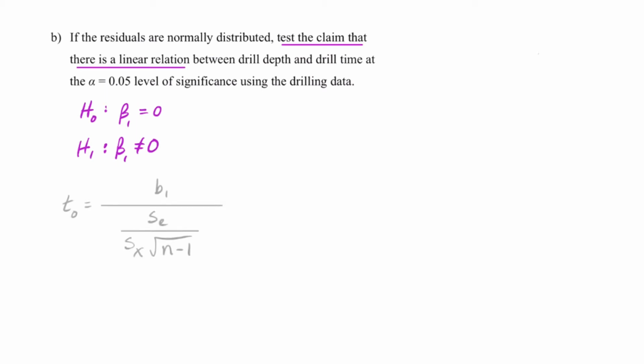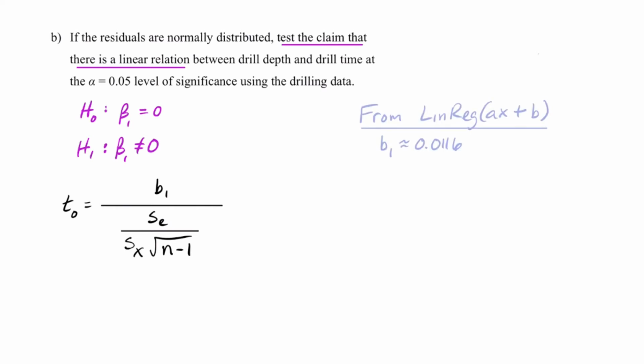And next would be to find our test statistic, which means we need to find b sub 1, which we previously got from our calculator. We need s sub e, the standard error, which we found previously. And then s sub x would be the sample standard deviation of our x values. Well, as previously stated, from our linreg ax plus b function, we previously found b sub 1 to be approximately 0.0116. And then in a previous example, we found s sub b to be approximately 0.5197, and that just leaves s sub x.